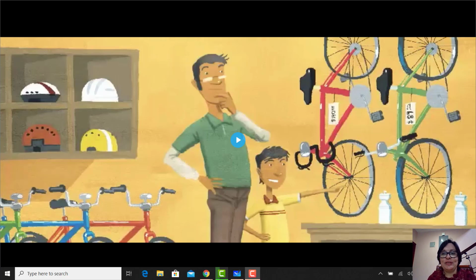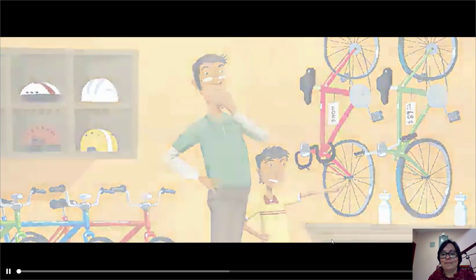What do you think the picture? A boy with maybe his father, right? What are they doing? They are observing some bicycles. Maybe because the boy wants his father to buy him a bicycle. So let's see the video to see what the video is about.